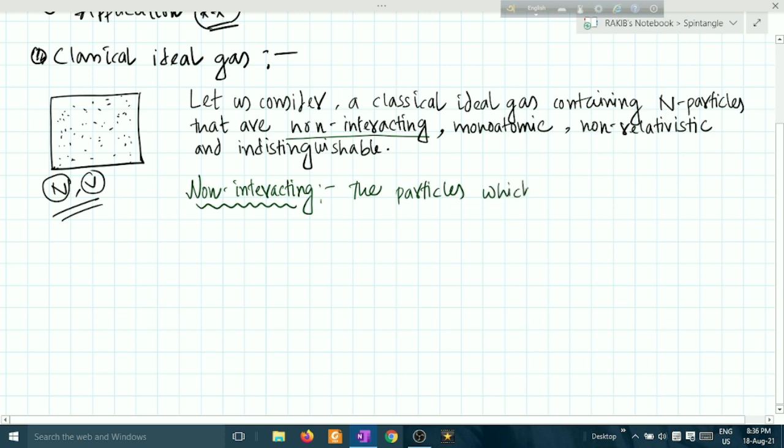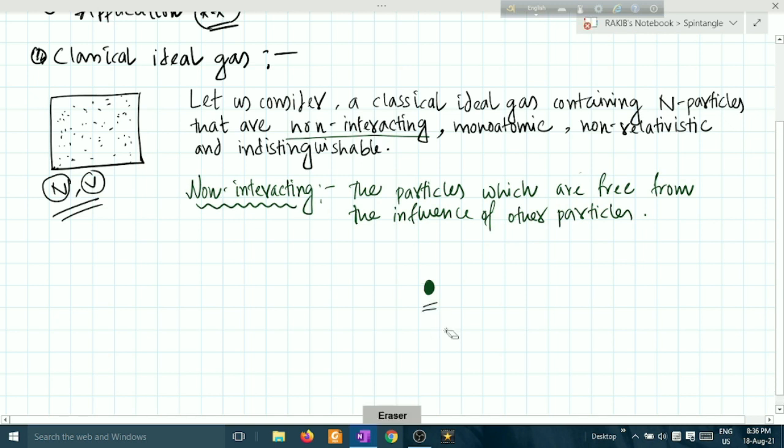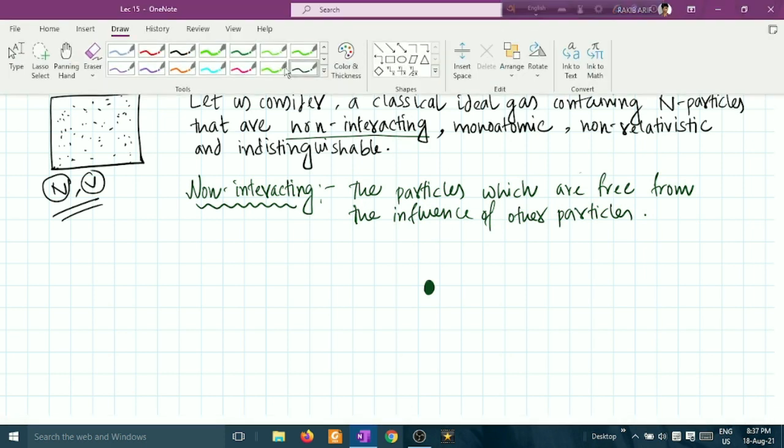which are free from the influence of other particles. That means they are not interacting. Say this is a particle. Say this is a particle. If this is one single isolated particle, therefore it will create a potential. Okay, therefore it will create a potential.